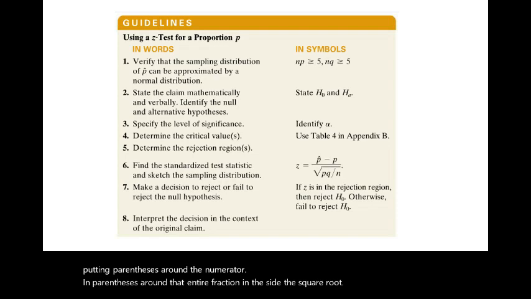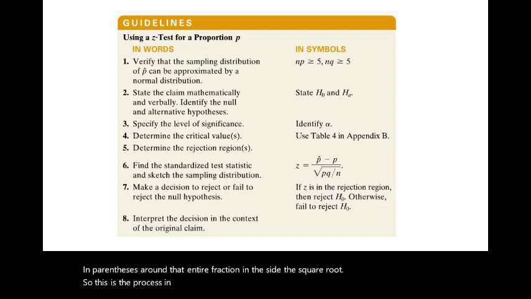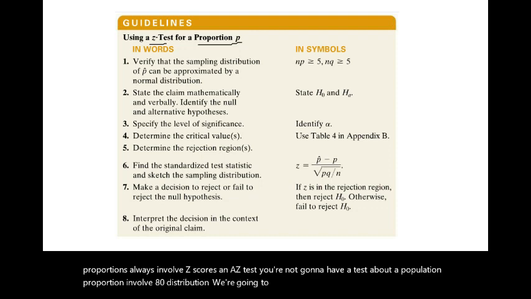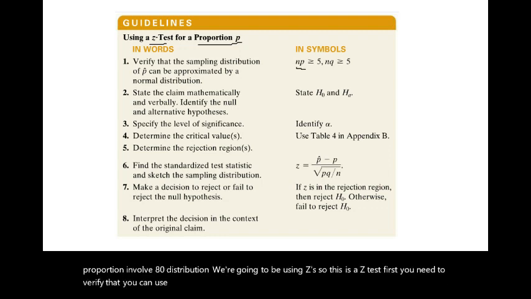So this is the process in words to use a z-test for a population proportion. Population proportions always involve z-scores and a z-test. You're not going to have a test about a population proportion involve a t-distribution. We're going to be using z's. First, you need to verify that you can use the z-test in the first place by checking these two conditions. So check that n times P and n times Q are both greater than or equal to 5.